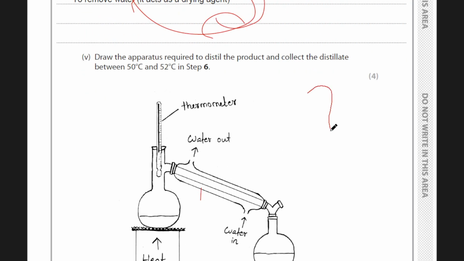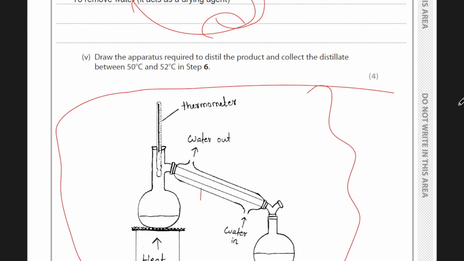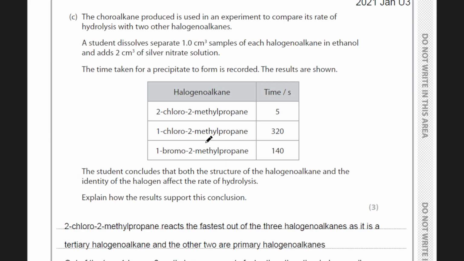We have seen this process of drawing the apparatus of fractional distillation. It's nothing new, just ensure that a thermometer is provided. The main marking points are the correct directions of water out and water in, and obviously there shouldn't be any gap between the opening of the condenser and the round bottom flask, and the thermometer as well, and the labelings must be correct.